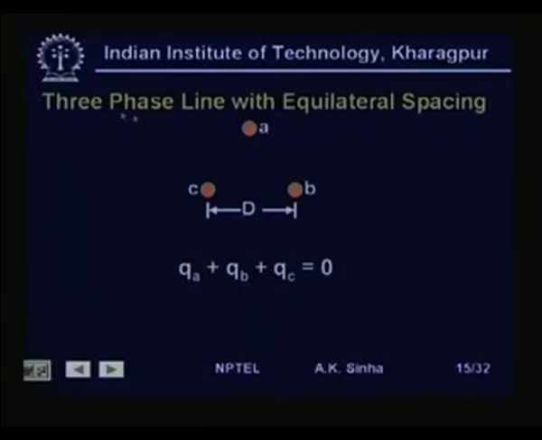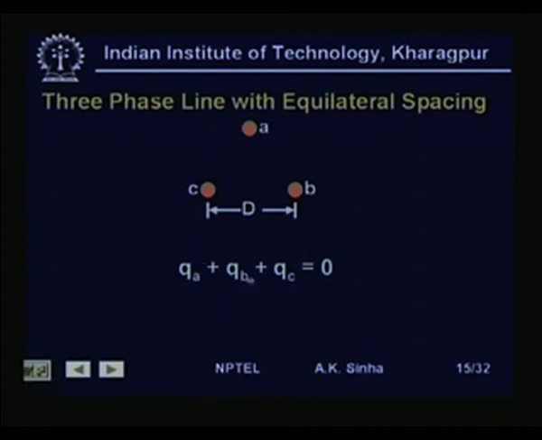Therefore, we will take the case of a 3-phase system. We will start with the 3-phase line with equilateral spacing, because as we have seen for inductance calculation, if the line is transposed, we can always convert any system into an equivalent 3-phase equilateral spacing of the conductors by finding out the equivalent distance DEQ. So, here we have an equilateral spacing, conductors A, B and C each with a distance d from each other.